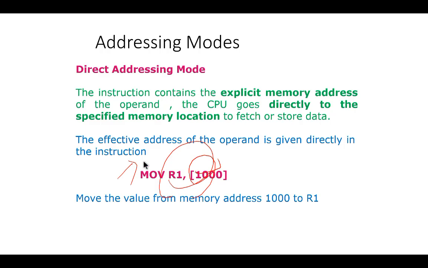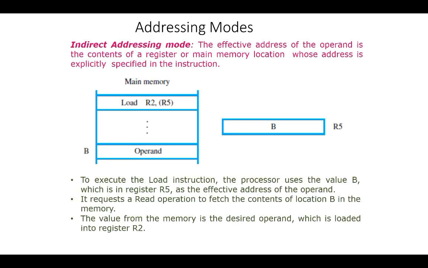So in move R1 comma 1000, the 1000 directly and explicitly gives the memory address for the operand of the instruction. The processing unit will go directly to the specified memory location to fetch the data content. Simply put, move the value from memory address 1000 to R1. So this is the direct addressing mode.